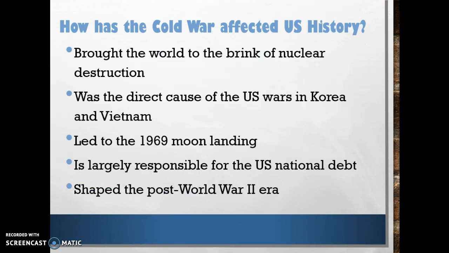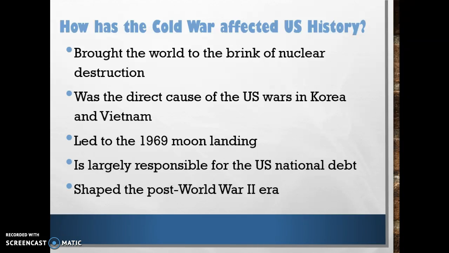It has affected U.S. history because it brought the world to the brink of nuclear destruction, which you know about because of the atomic bombs that were dropped at the end of World War II by the United States. People were afraid of the United States after this war because they feared that we could drop an atomic bomb on them. It was the direct cause of the United States wars in the Korean and Vietnam War. It led to the 1969 moon landing and is largely responsible for the U.S. national debt that we still carry some of that weight today.